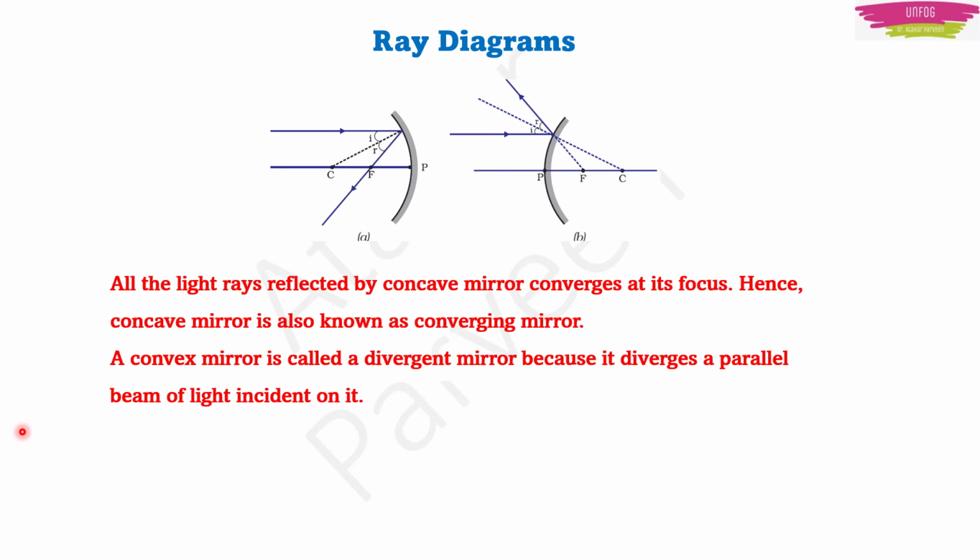Here we have noticed that all light rays reflected by concave mirror converges at its focus. And in convex mirror, what is happening? There is a divergence. A convex mirror is called a divergent mirror because it diverges a parallel beam of light incident on it. So a concave mirror is called as a converging mirror and a convex mirror is called as a diverging mirror. Okay. So now let us start with more details on concave mirror.